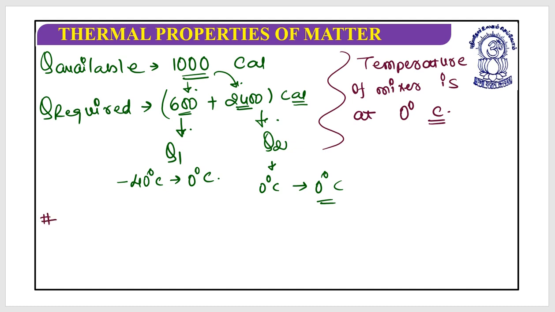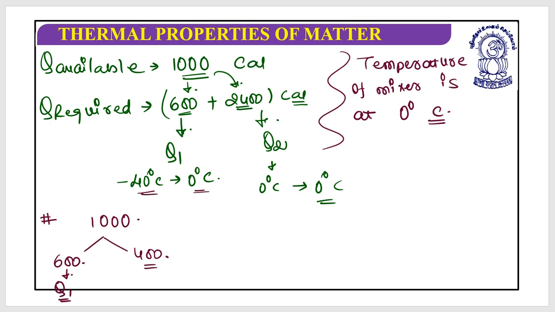Now let's work on the second question. What should be the constituents of the situation? From this 1000 calorie, 600 calorie and 400 calorie I have been left with. So this 600 calorie is going to be used as Q1 to convert minus 40 to 0.